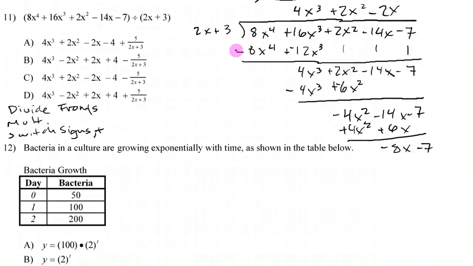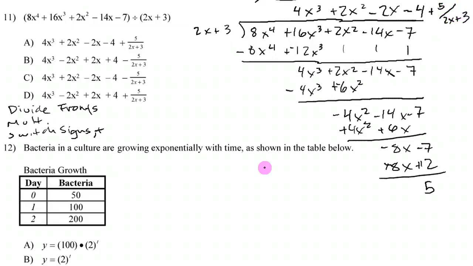One last time, negative 8 divided by 2 is going to be negative 4, and then I multiply it. Negative 4 times 2 is negative 8. Negative 4 times 3 is going to be negative 12. Switch the signs, that becomes plus, that becomes plus. These are opposites, so they cancel out, and I have 12 minus 7 is 5, so a remainder of 5. So we just put that 5 over the divisor, 2x plus 3. And there's our answer, 4x to the third plus 2x squared minus 2x minus 4, then plus 5 over 2x plus 3. So there's our answer.